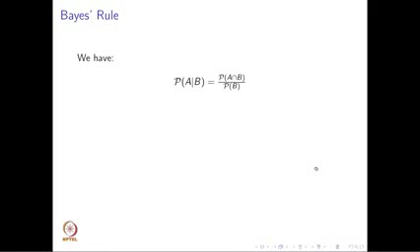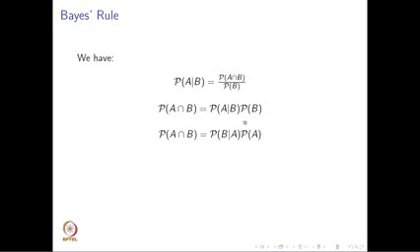Next, we come to a very important theorem called the Bayes theorem or the Bayes rule. We start with the equation for the conditional probability. Probability of A given B is equal to probability of A intersection B by probability of B. Rearranging, we have probability of A intersection B equals probability of A given B into probability of B. Now, if we had started with probability of B given A, we would have got probability of A intersection B equals probability of B given A into probability of A.